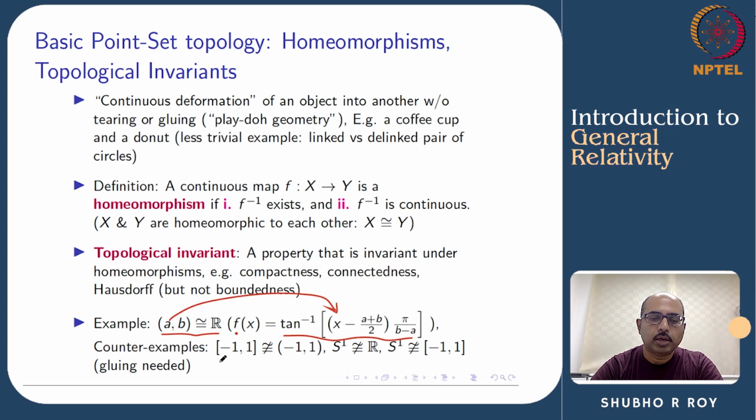What are counterexamples? As I said, the closed interval [-1, 1] is not going to be homeomorphic to the open interval (-1, 1). The reason is that here the boundary points are included. If you want to convert the open interval into the closed interval, you have to add the finite boundary points. And if you go in the reverse direction, you have to rip or tear out, or remove, the boundary points.